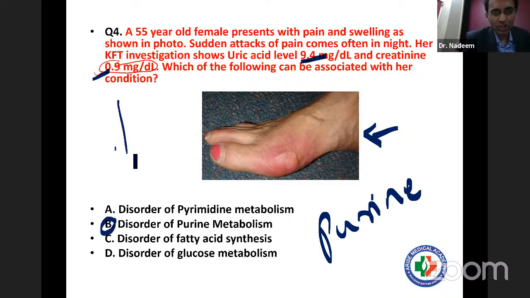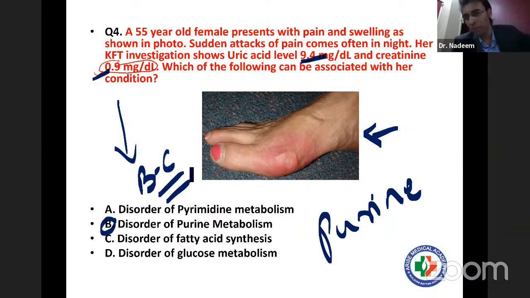So what kind of question is this? This can be a question of medicine, or especially a question of rheumatology. This kind of question can also be asked in orthopedics. Easy to understand. But finally, I have asked you a metabolism problem related to purine and pyrimidine, so this becomes a question of biochemistry. The answer is B only.